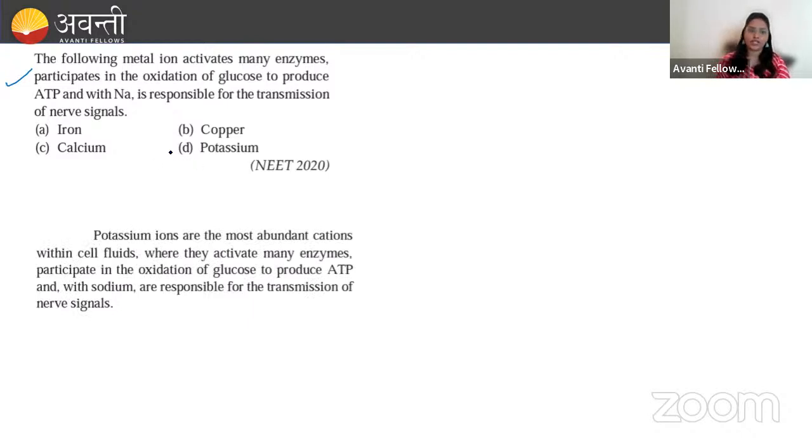So here potassium ions are the most abundant cations within our cell fluids, where they activate many enzymes to participate in the oxidation of glucose to produce ATPs in our body. With sodium, they are responsible for the transmission of nerve signal. So potassium is very, very important to our human body.